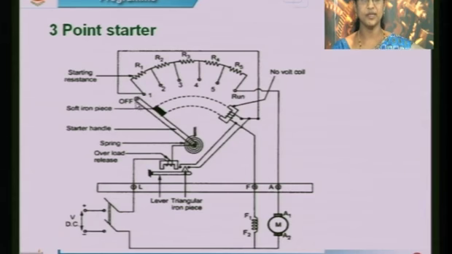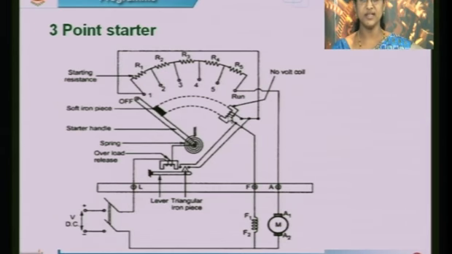So, what will happen? This will move the position from 1 to 2, 2 to 3, 3 to 4, 4 to 5 and then 5 to 6. It is going to cut out, means remove the resistance. When the motor gets to full speed, what will happen? This RST will be equal to 0.